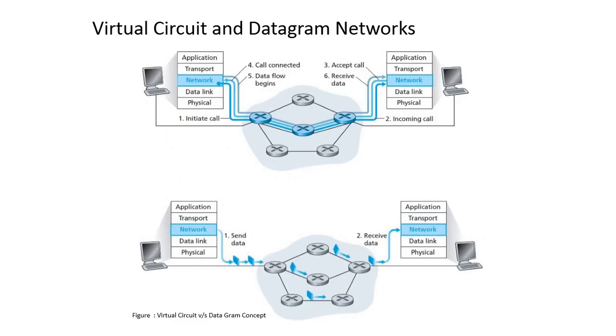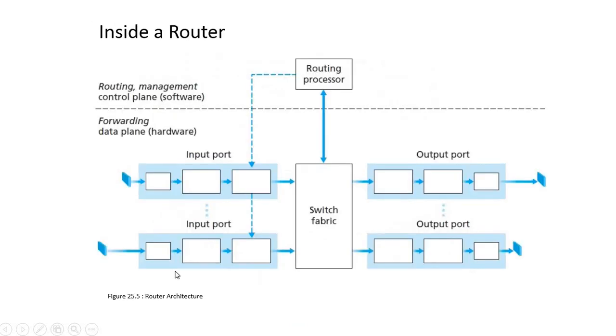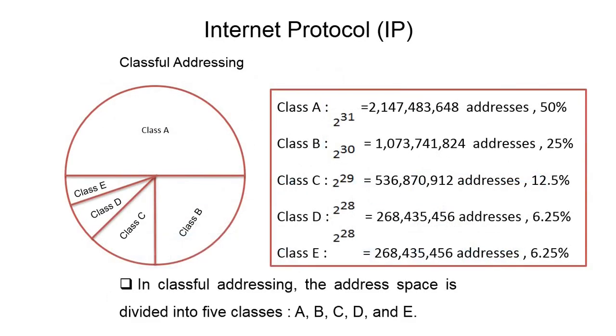Before today we have discussed virtual circuit and datagram networks. Virtual circuit looked like circuit switching, and datagram network looked like packet switching techniques. We have also discussed the router in detail: how the router is working, what is inside the router, how the switch fabric works inside the router, and how the input port and output port work. After that we moved towards the internet protocol.